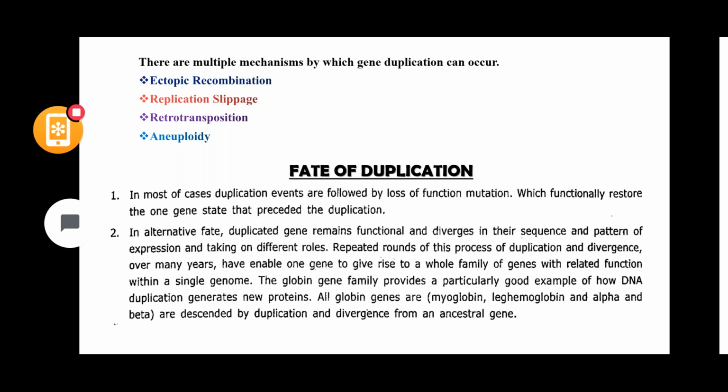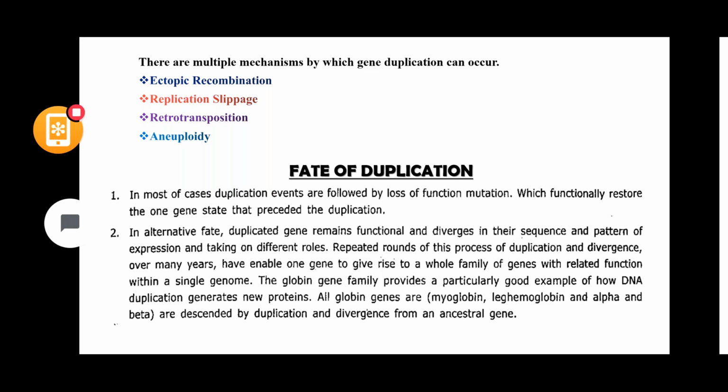Now replication slippage means an error in the replication process can also result in it. Non-retrotransposition, as we have learned about LINE and SINE, also results in gene duplication. And then aneuploidy, in which the chromosome number increases, is also a type of gene duplication. So these are the processes through which gene duplication happens.